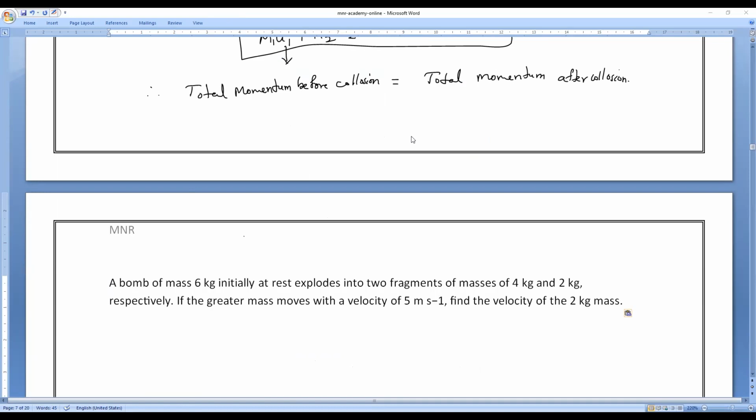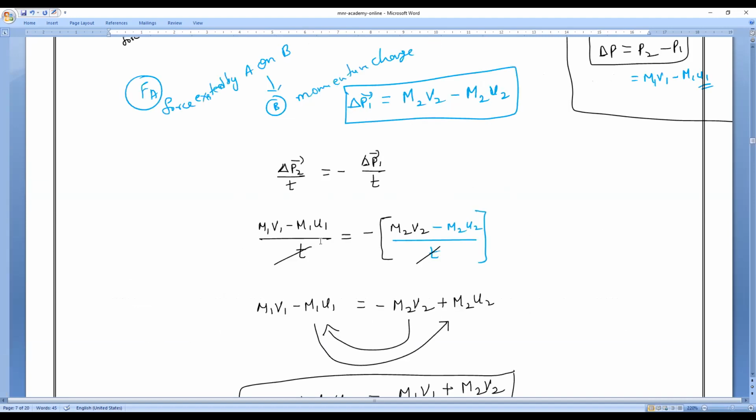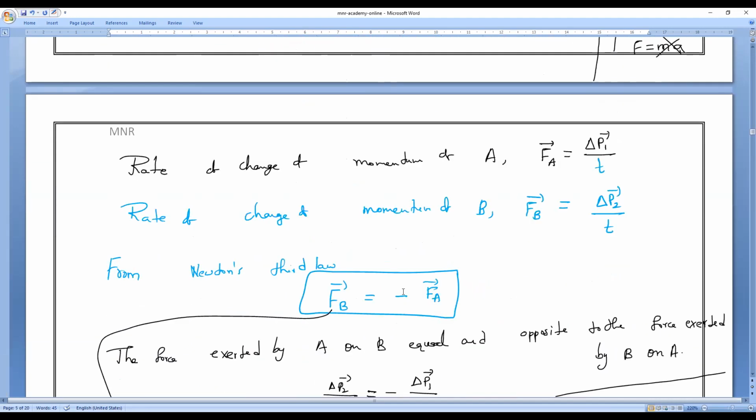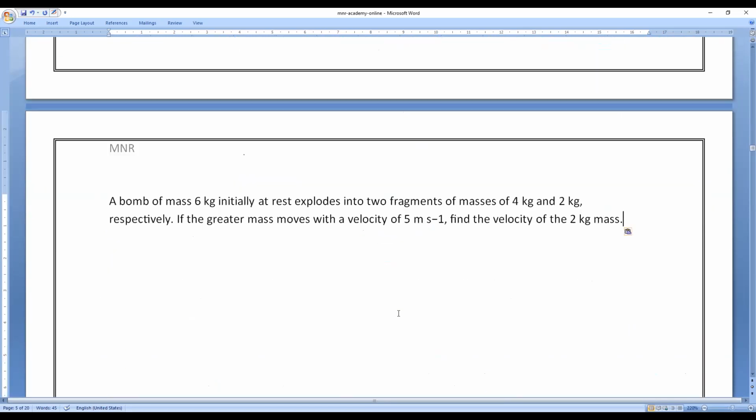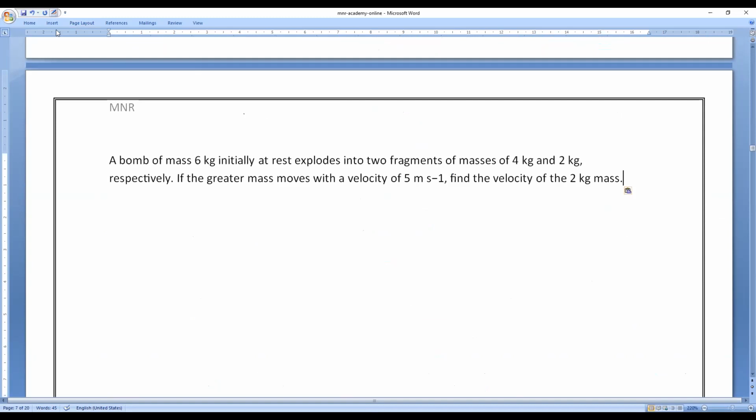Sir, my doubt is, if a body travels in the same direction, is the momentum before collision equal to after collision? Yes, Abhirami, but the force exerted by one body is always opposite on the second body. That is why we are taking the minus here. Either the same direction or opposite direction, it doesn't matter. If one body hits the second body, the second body will definitely hit back in the opposite direction, irrespective of their motion. Clear?